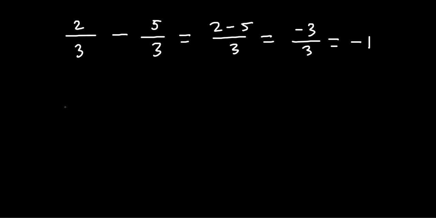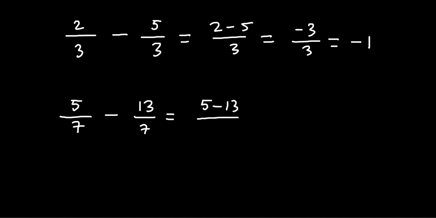As another example, let's subtract 5 over 7 and 13 over 7. So 5 minus 13 is minus 8, so that becomes minus 8 over 7. And since that can't be simplified, you would just leave it as minus 8 over 7.